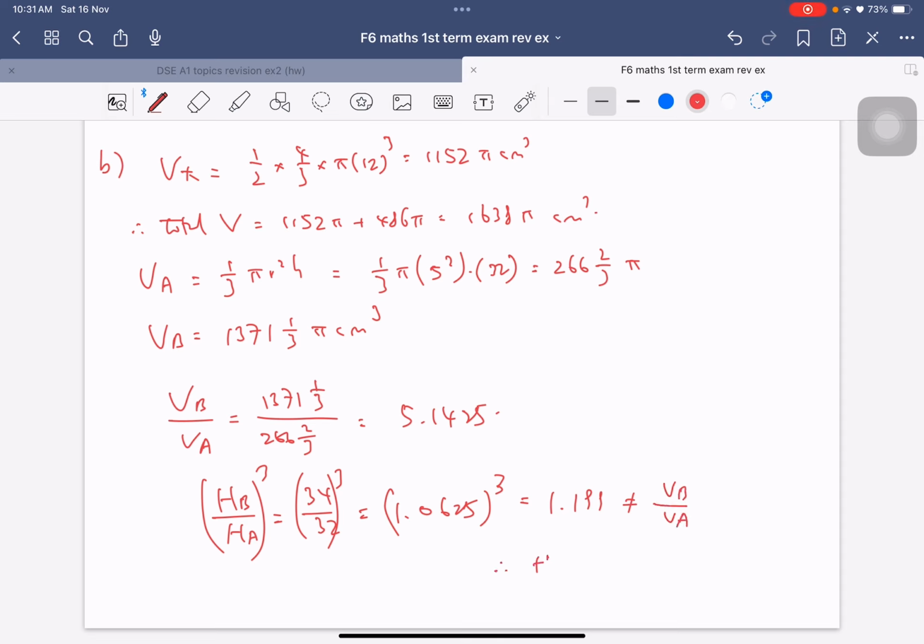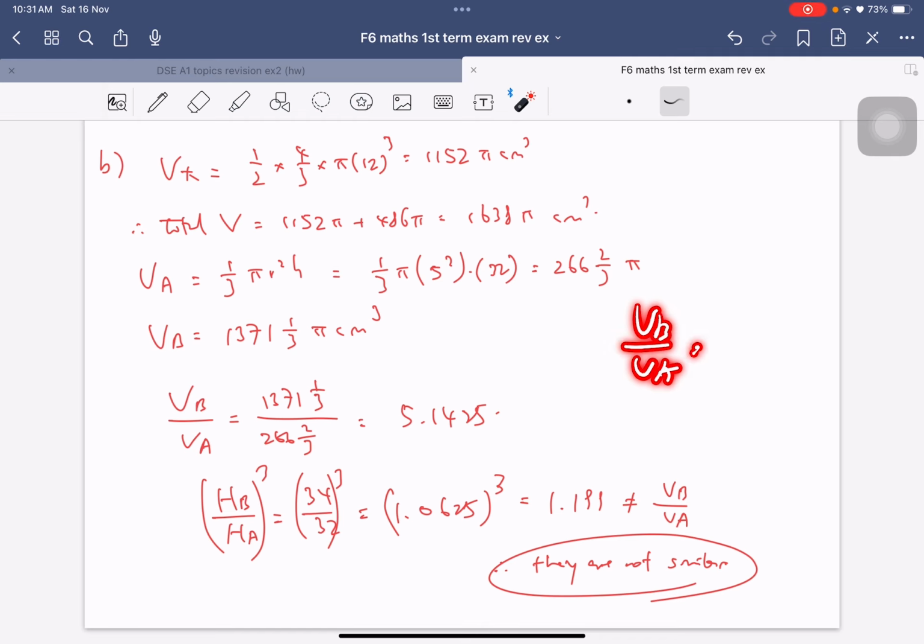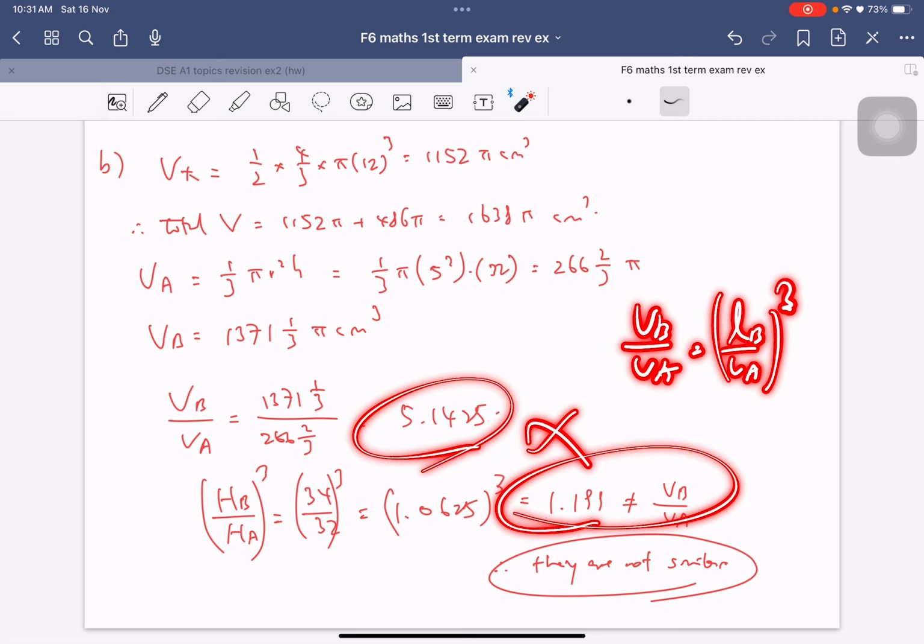So they are not similar. Because if you want them to be similar, the volume ratio should be equal to the length ratio cubed, isn't it? And now we find out it's not the same, so they are not similar.